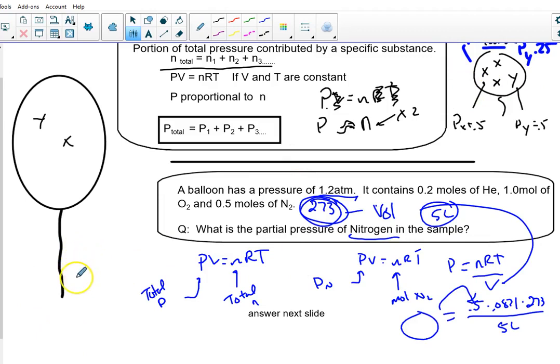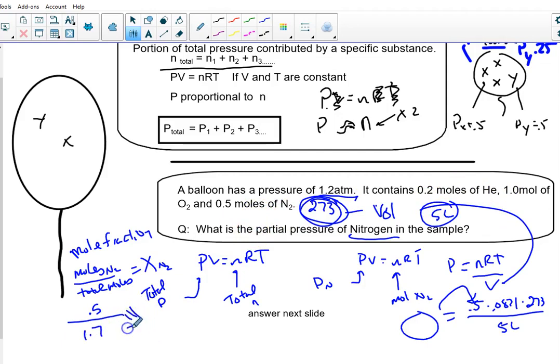But what you could do otherwise is do it kind of how I did up there. What's your fraction of particles? There's a thing called mole fraction, and mole fraction is very similar to mole percent. It's the moles of, let's say, the nitrogen, divided by the total moles. It's symbolized by an X with a little n, meaning nitrogen. So what's my moles? Moles of nitrogen is 0.5, and my total moles is 0.2, 1, and 0.5. That's 1.7.